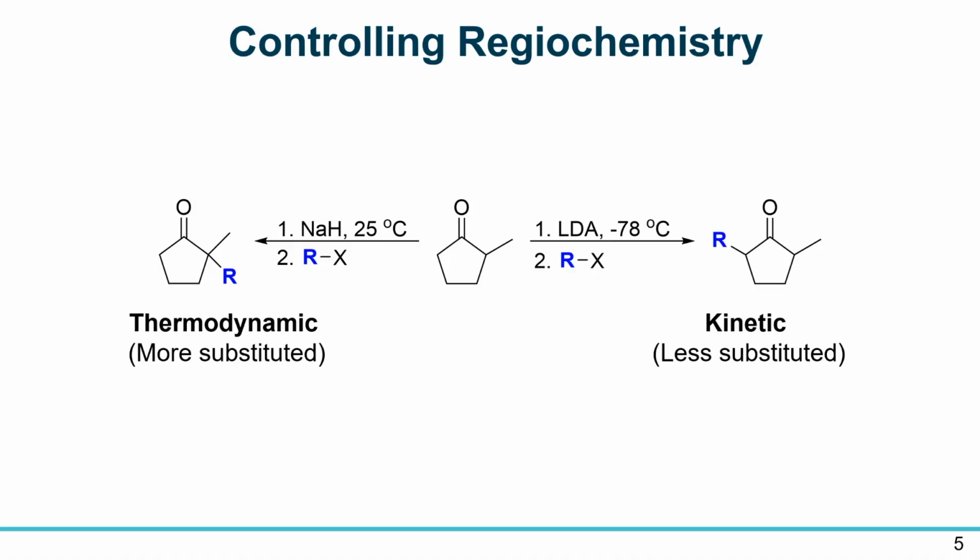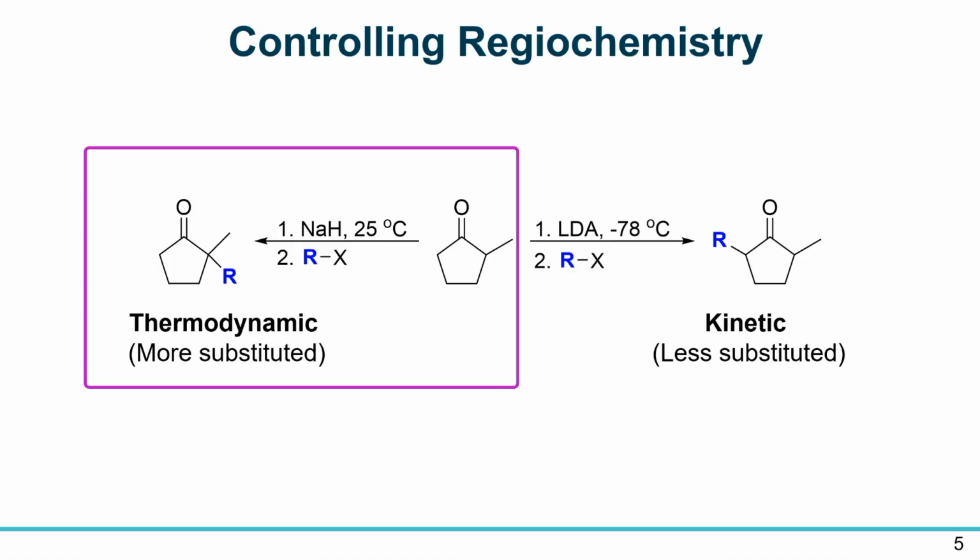You can favor the formation of one enolate over the other by careful choice of base and temperature. If a smaller, strong base, like sodium hydride, is used at room temperature, the steric hindrance penalties are reduced, and there's energy to overcome the activation energy barrier. As a result, the thermodynamic product will be formed in majority.